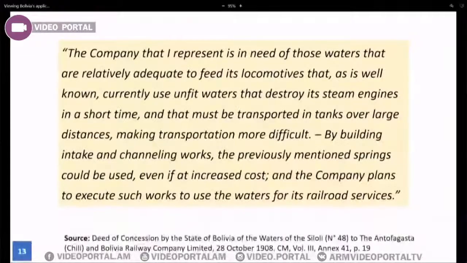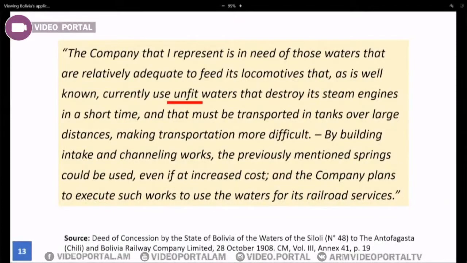"The company that I represent is in need of those waters that are relatively adequate to feed its locomotives that, as is well known, currently use unfit waters that destroy its steam engines in a short time and that must be transported in tanks over large distances, making transportation more difficult. By building intake and channeling works, the previously mentioned springs, the Silala Springs, could be used, even if at increased cost. And the company plans to execute such works to use the waters for its railroad services."